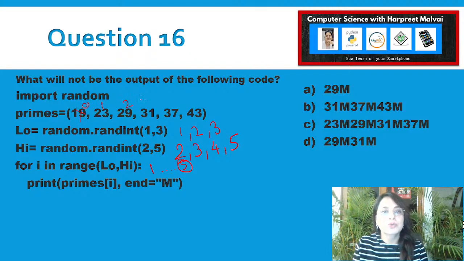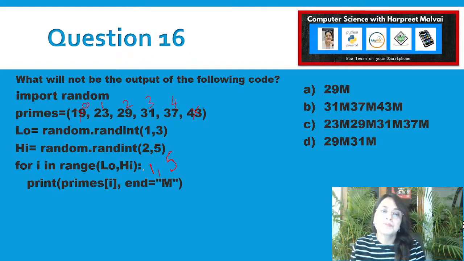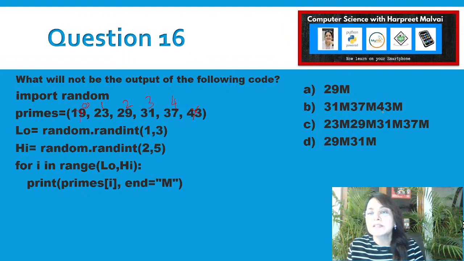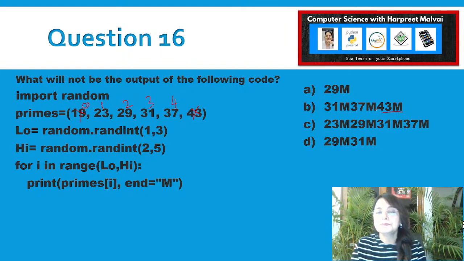1, 2, 3, 4. And we can't get the fifth one also, because even though we have 5, in range it's not going to get counted. The last one does not get counted. So even though low goes from 1 to 3, and then high can go up to 5, the value is only up to 4. So that's why we cannot get 43. So if we look at the answer, this is the one that we cannot get. All right, I hope you get this.